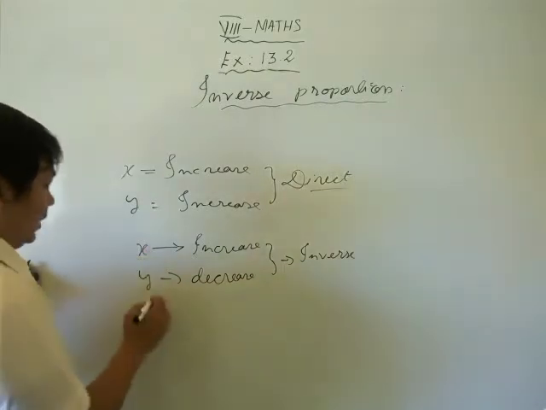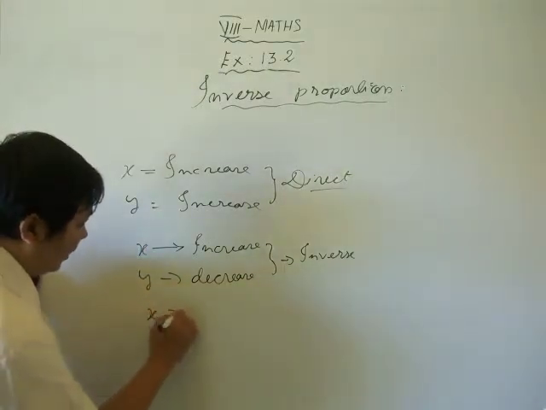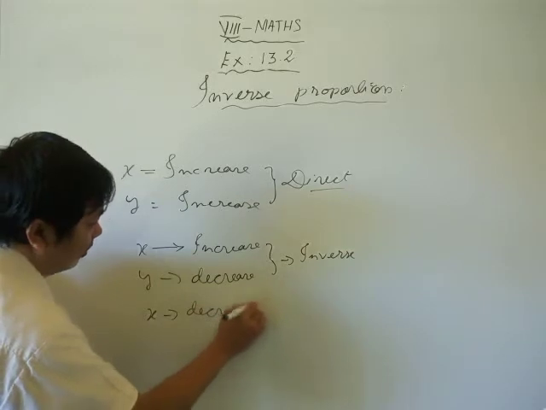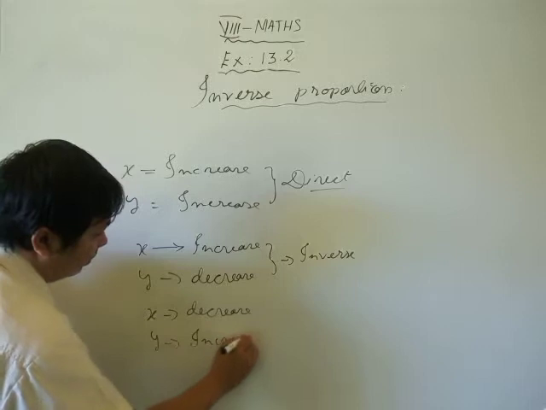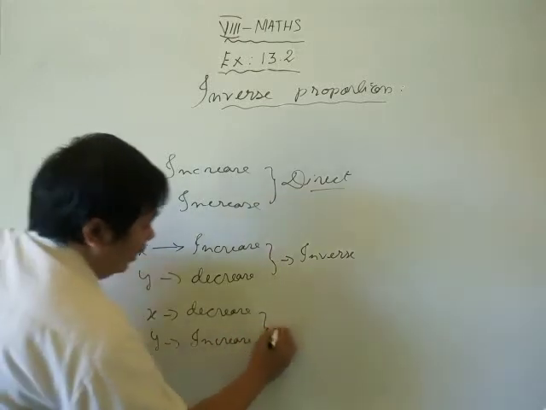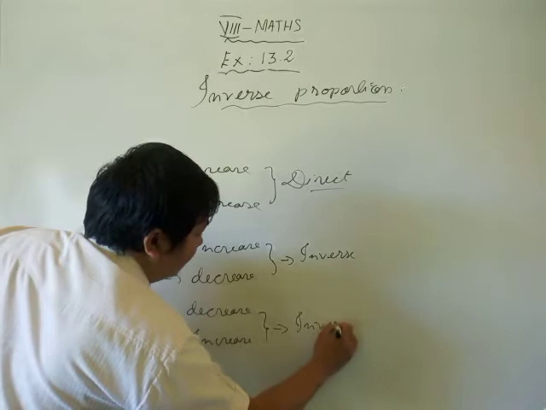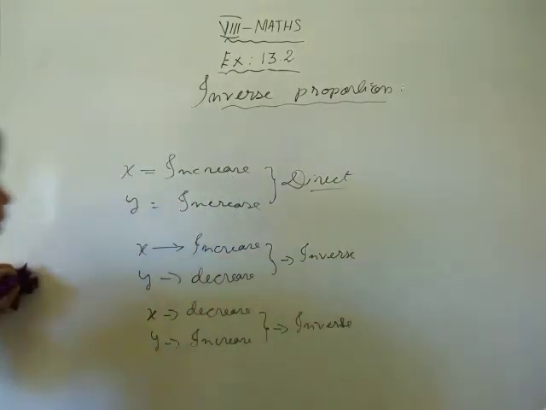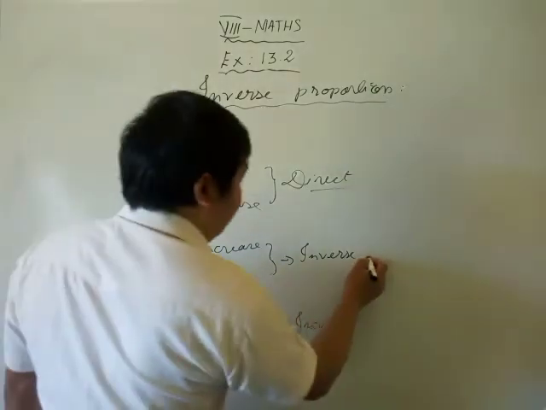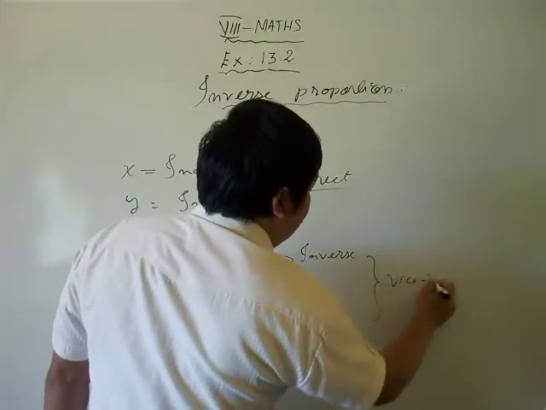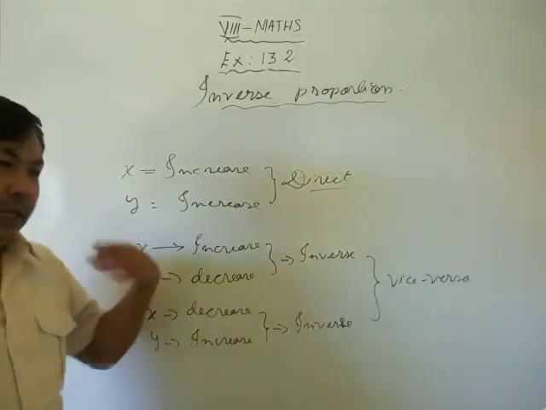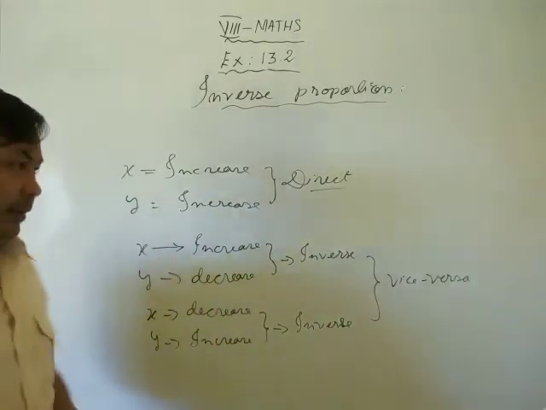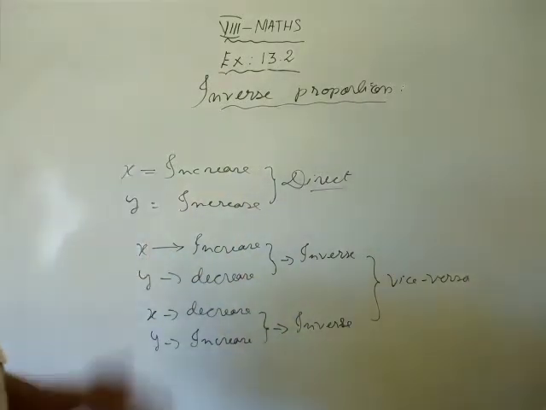Once again, another case is there. If x is decreased, y increases. This is also another case of inverse proportion. This means vice versa. Vice versa means when one is increased, the other is decreasing, and when one is decreased, the other is increased. So their proportion is called inverse proportion.